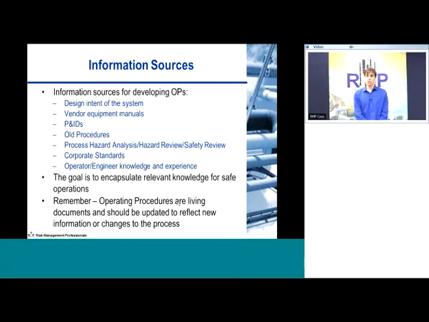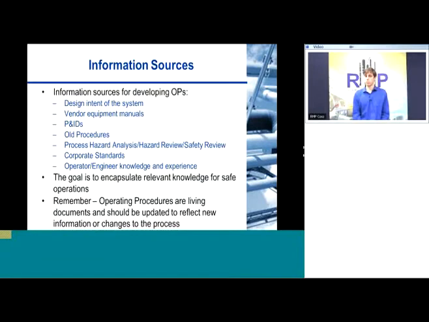So information sources: whenever you sit down to actually write procedures, you should always gather up all relevant information to the process, and that can include the design intent of the system, and that can also include things like control loop narrative or maybe the cause and effects. Going after that, vendor equipment manuals. A lot of times a manual for a specific pump might have a key note to do during startup, or maybe some cautionary statements that are worth including in your procedures. Additionally, P&IDs are always good to have on hand.